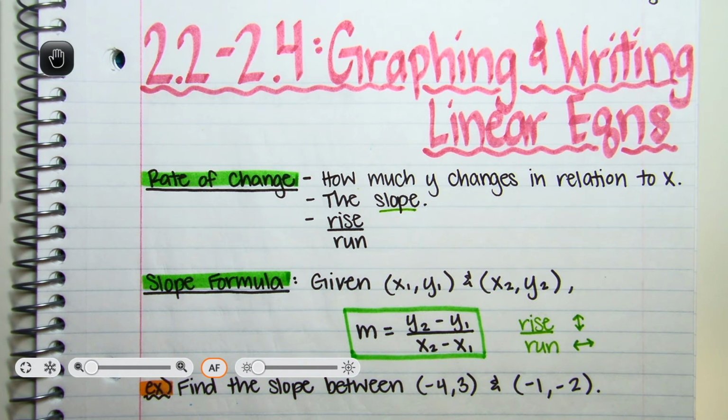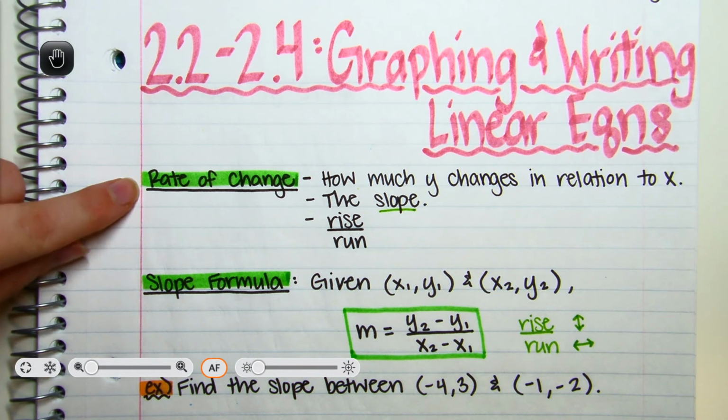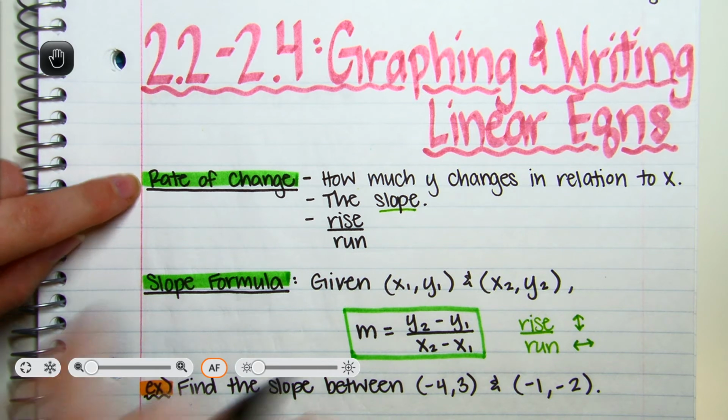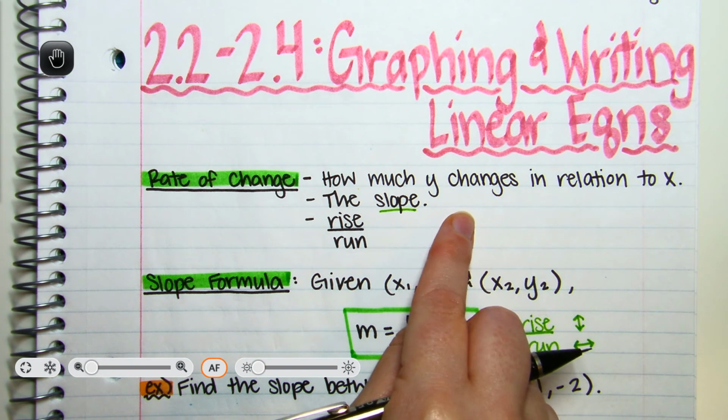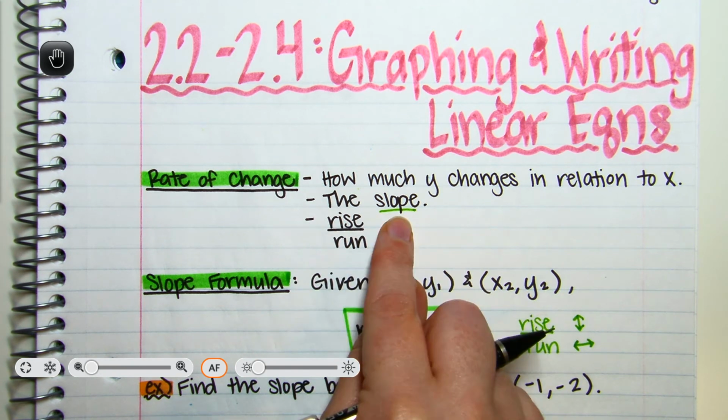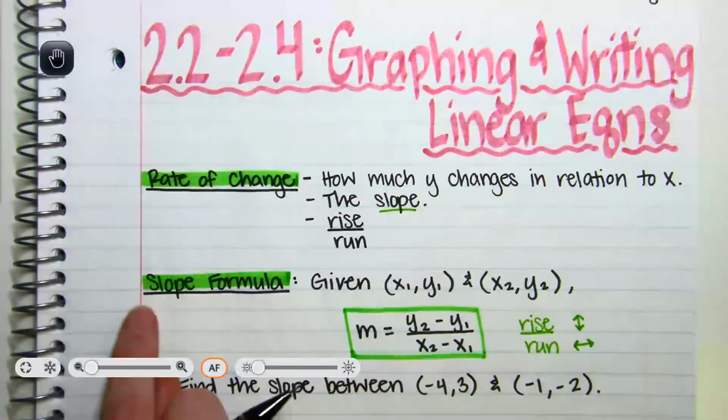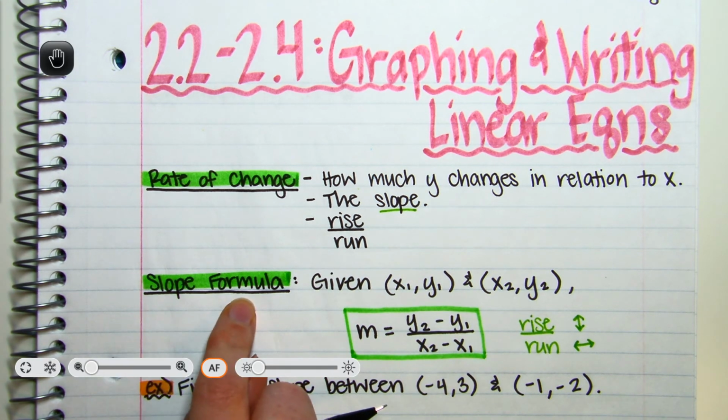Okay, so first thing I want to talk about is the definition of the rate of change. So rate of change is basically just how much y changes in relation to x. This is more commonly known as the slope, which is probably how you know it, and the slope is known as rise over run. So let's look specifically at what this slope formula is.